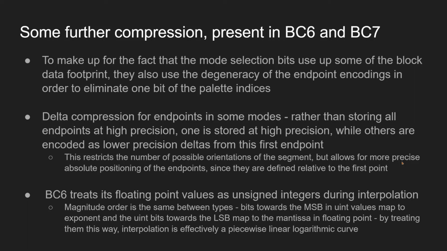And so when you do this interpolation as unsigned integers, it's actually effectively creating a piecewise linear logarithmic curve. So if you think about it, if you're counting up like you would increment your unsigned integer, you're bumping up that mantissa by some amount until you increment the last bit of the exponent, and then your slope changes. So that's kind of an interesting aspect.